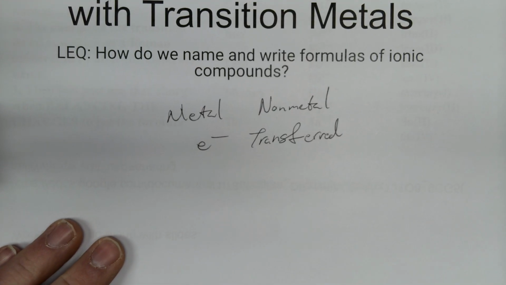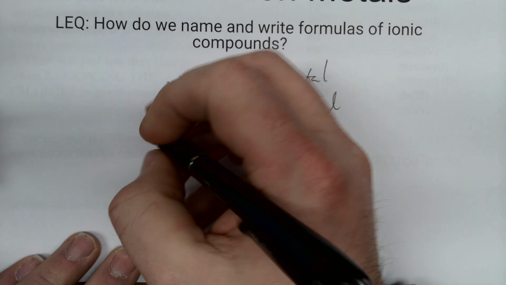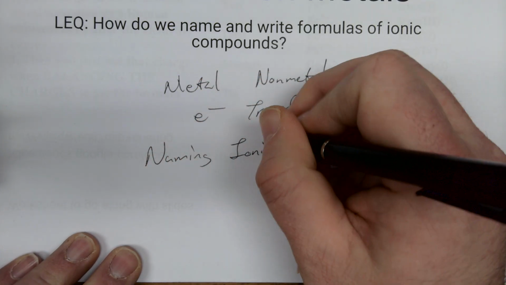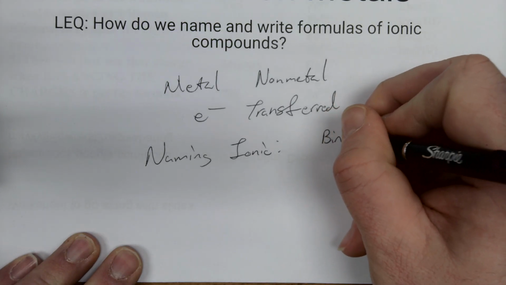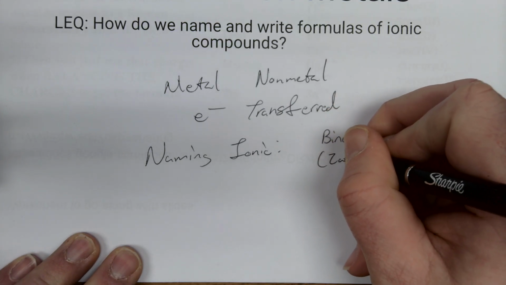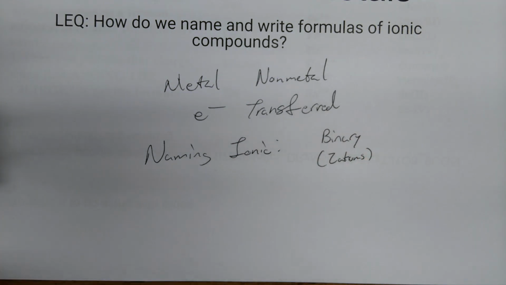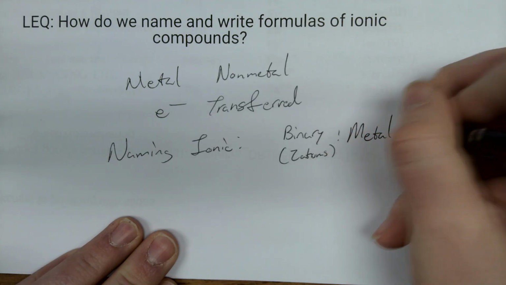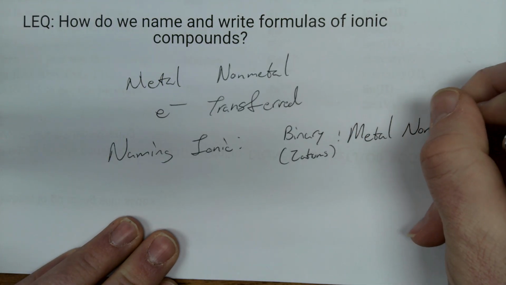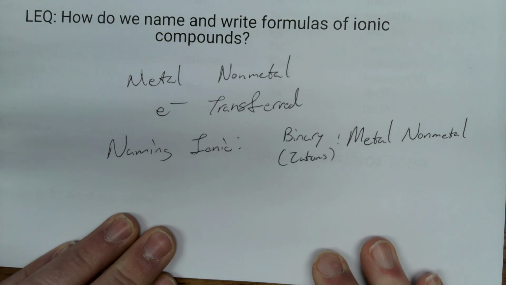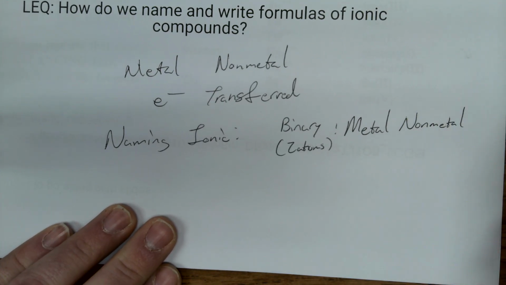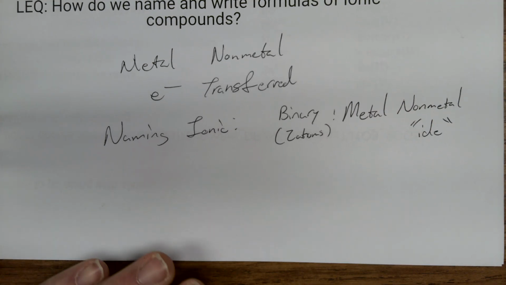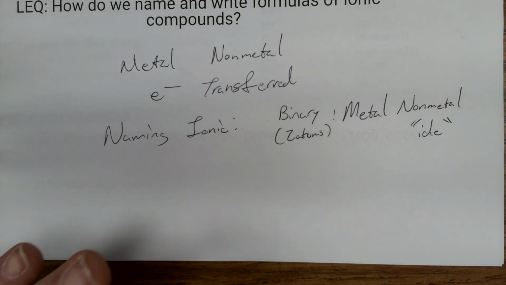And in the last two classes, we talked about naming of ionic compounds. When I'm looking at a binary, meaning two atoms, the name is going to be written as the metal, whatever the metal is, with the non-metal followed behind it. We're going to cut off the end of the non-metal and add IDE. That should be familiar to you. It's what we worked on last time.